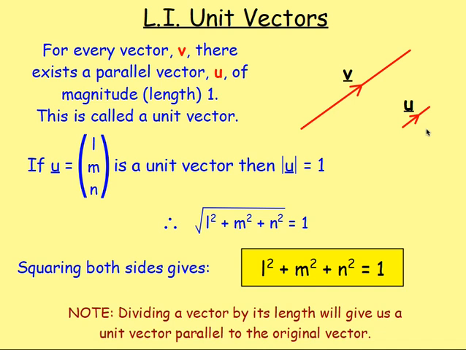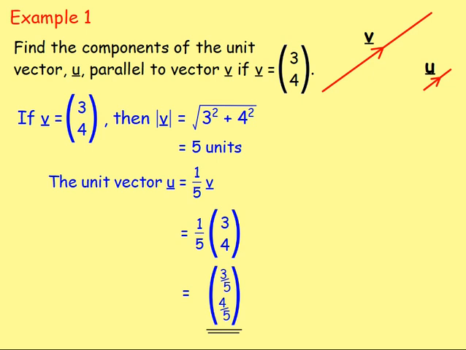If you do have a unit vector, then the length of it is 1, which means if you work out the square root of the components squared, so here you've got L, M, and N, so the square root of L squared plus M squared plus N squared, that's just going to be 1. And if you square both sides, you'd have L squared plus M squared plus N squared, and that equals 1. So if you do square the components and add them together and you get 1, then you know it is going to be a unit vector.